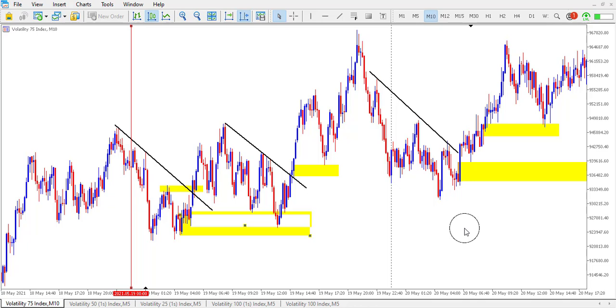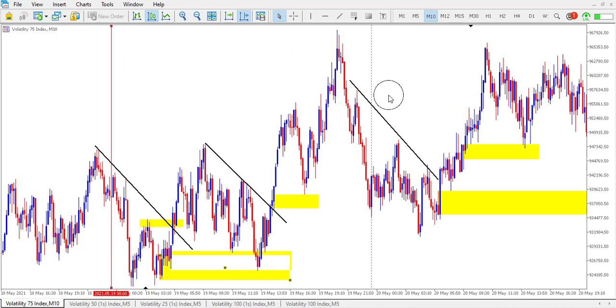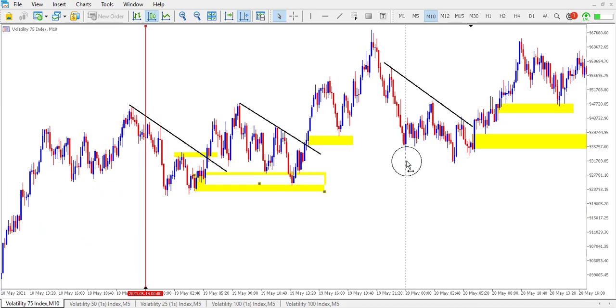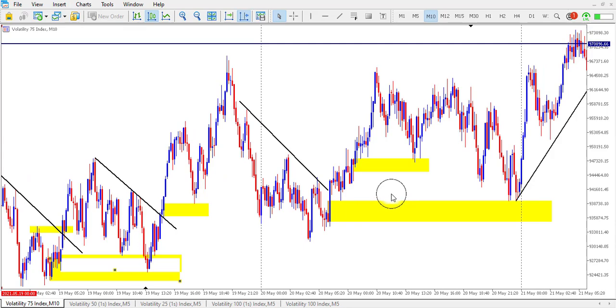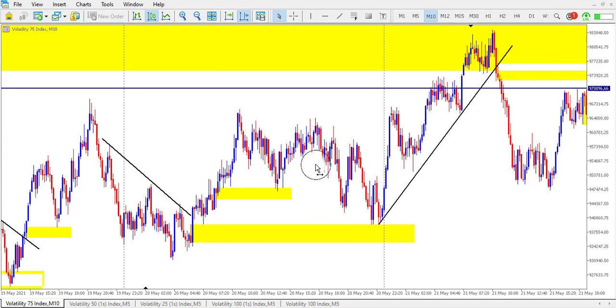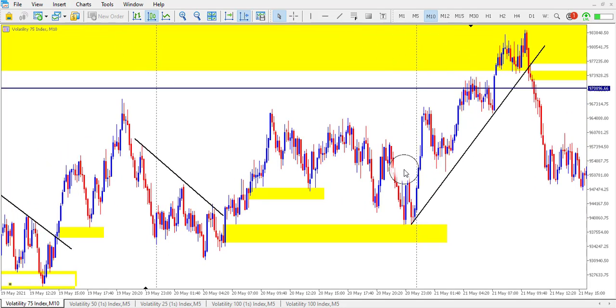So, as you might know, as you might not know, we don't trade all the order blocks we see on our chart. We don't trade everything. So we have to be choosy about the order blocks which we are going to trade, about the demand zones which we are going to trade, about the supply zones which we are going to trade. We are not trading everything we see on the charts. So today I'm going to be showing you what we should be trading.